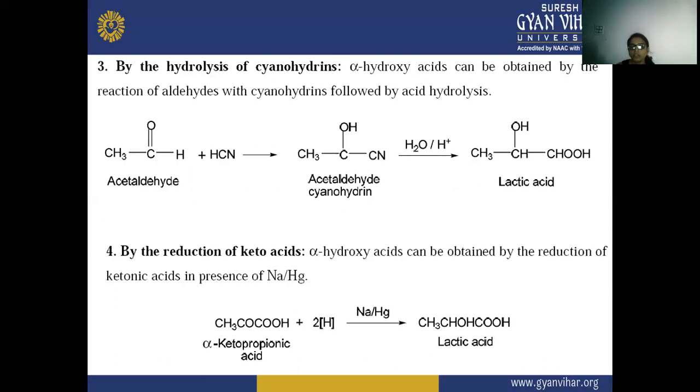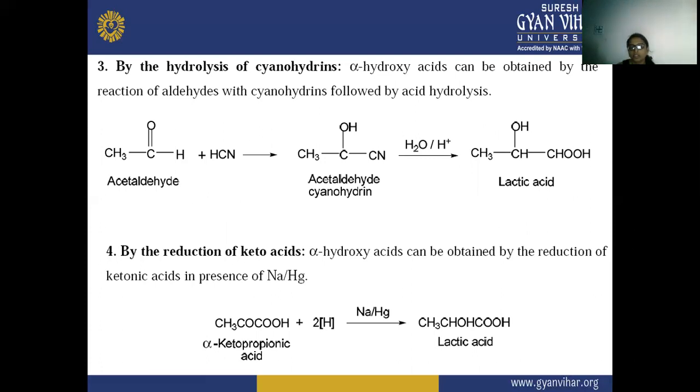Next is the hydrolysis of cyanohydrin. Alpha hydroxy acid can be obtained by the reaction of an aldehyde with hydrogen cyanide, followed by hydrolysis. So acetaldehyde is first reacted with hydrogen cyanide, forming acetaldehyde cyanohydrin. After that, with H2O and H plus, lactic acid is formed.